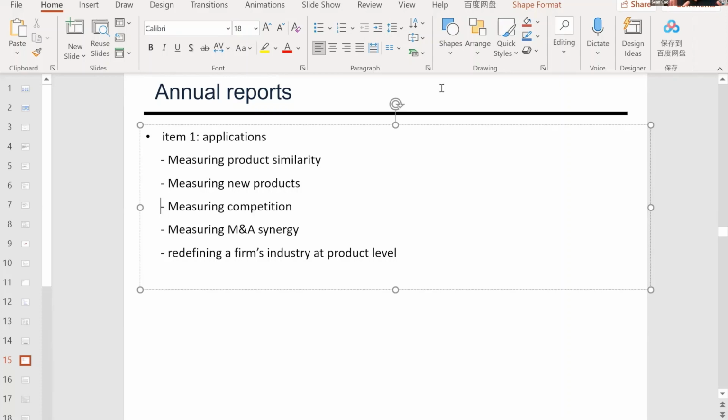So the textual analysis here for the product description not only helps us get the similarity, it also helps us define a firm's industry. We can define a firm's industry at the product level, like which products the firms are actually making right now. It's a much more refined way. So for Amazon, if you check Amazon's product description, you will see they have the online platform, they have AWS, they have other services as well. So you look at all the products Amazon is talking about, and you can define which industry Amazon is in based on the products they are producing and the services they are providing. So these are the applications of item 1.